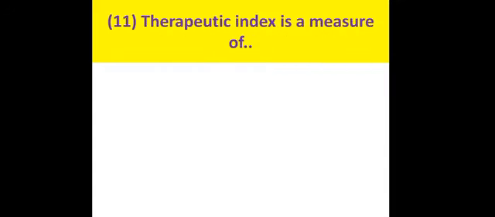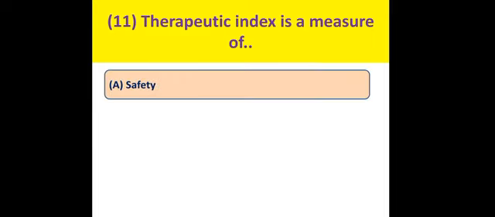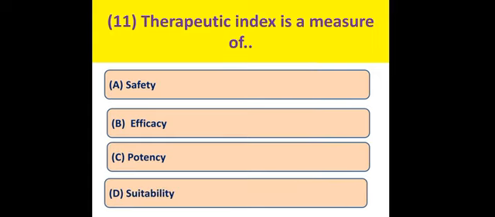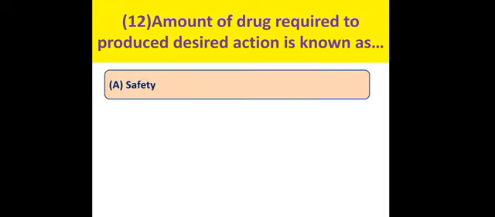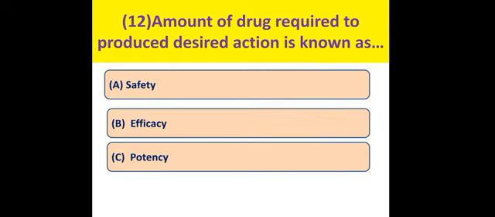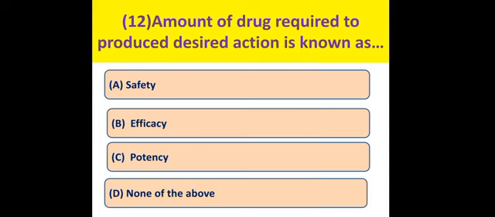The next question 11. Therapeutic index is a measure of safety, efficacy, potency, suitability. The next, amount of drug required to produce desired action is known as safety, efficacy, potency, and none of the above.